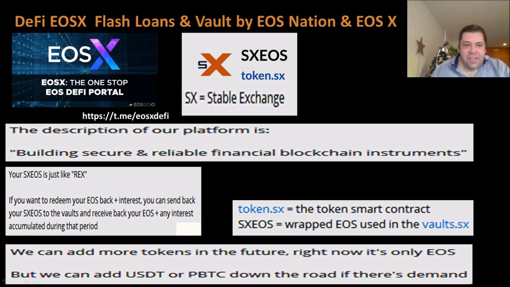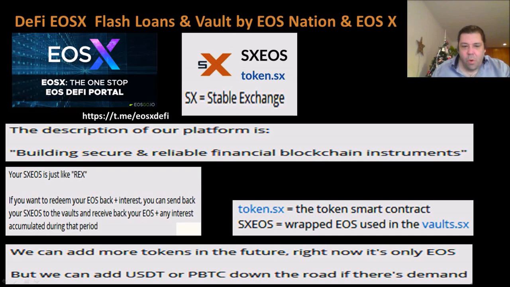SX EOS is just like REX. If you want to redeem your EOS back plus interest, you can send back your SX EOS to the vault and receive back your EOS plus any interest accumulated during that period. EOS are wrapped EOS used in the vaults.sx. There are two smart contracts: token.sx, the token smart contract, and vaults.sx, which manages the vault to wrap the SX EOS.